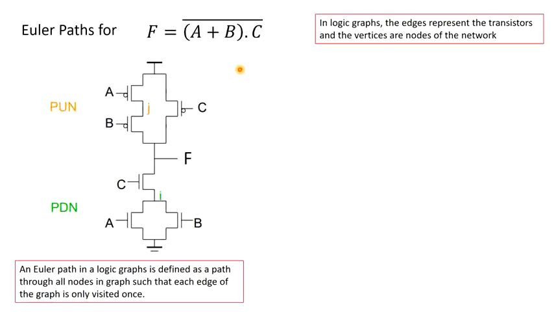For constructing these Euler paths, first we have to draw its logic graphs. So how do we draw logic graphs? In logic graphs, the edges represent the transistors and the vertices are the nodes of this network.